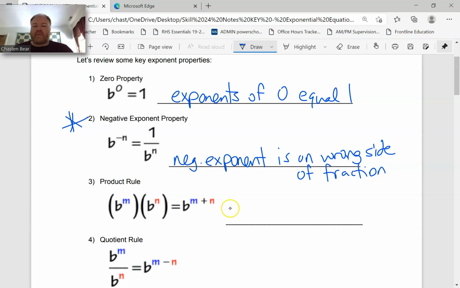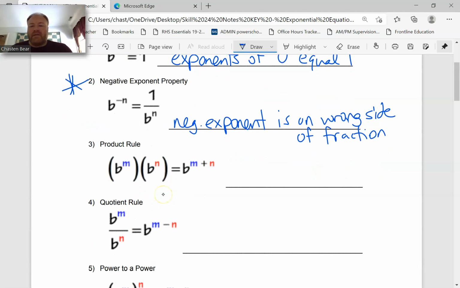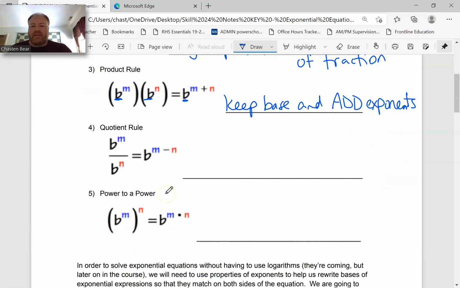Product rule says that if you are multiplying things that have the same bases but different exponents, you're supposed to keep the same base and add the exponents. So keep base and add exponents. Quotient rule is almost the same thing except we're subtracting the exponents. So we're going to keep the base and subtract exponents.